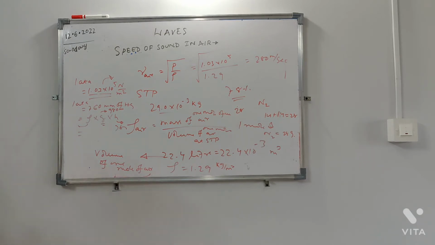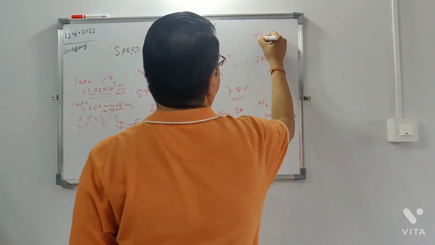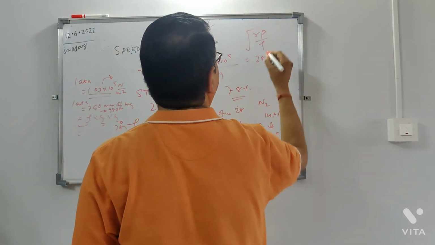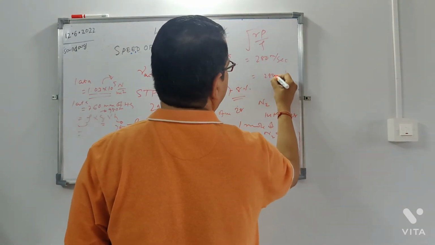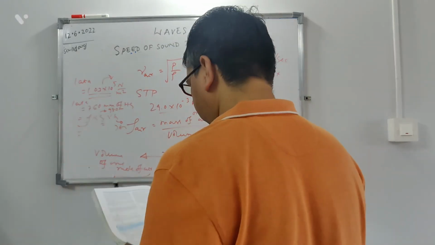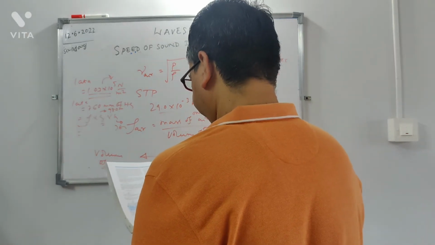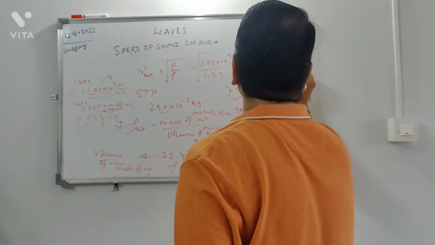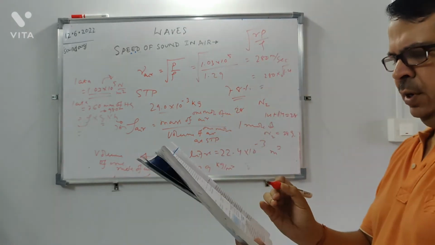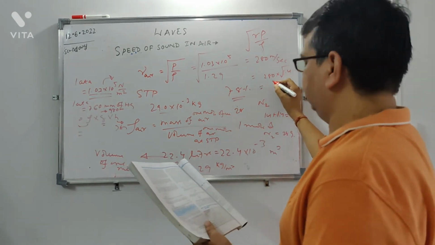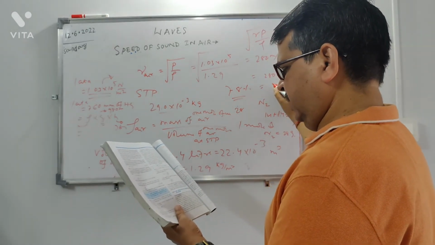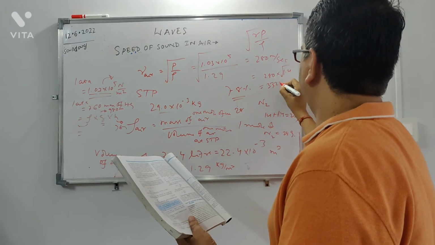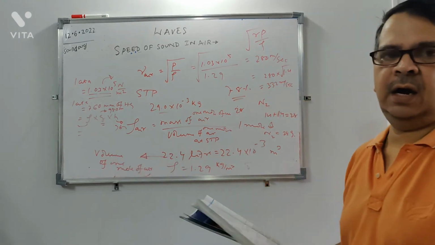So multiply by Cp by Cv. You have to multiply gamma here, and it will become gamma P by rho. So this 280 into the square root of gamma, which is 1.4 for diatomic, and normally air is diatomic. So 280 into root 1.4 will become something like 332 meter per second. So that is the accurate value.